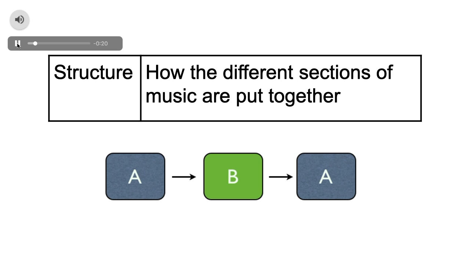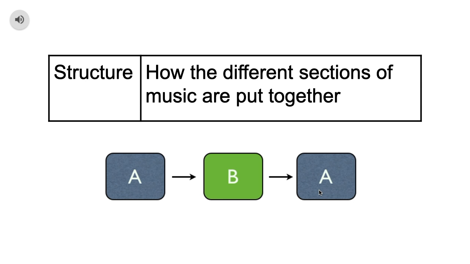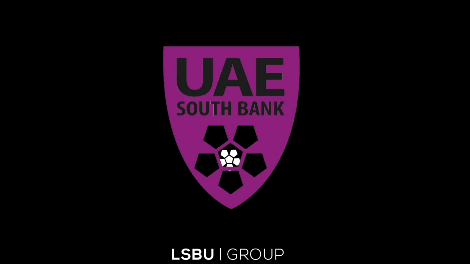So this is your A section. B section. So it's slightly different. Then it goes back to A. Lovely. So often when we speak about structure in music, we can use A, B, or A, B, C, A, B, which means C is a different section. But structure just means how the different sections of music are put together.